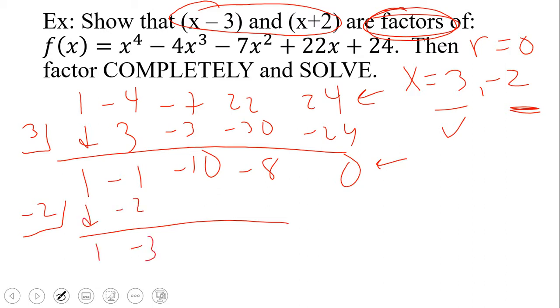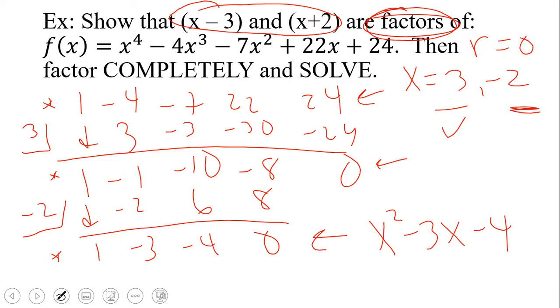-2, -3, 6, -4, 8, and 0. So look at that, exactly as I was hoping for. I went ahead and got that second remainder of 0. So I started off with a quartic. Then these coefficients represent a cubic, which means that these coefficients now represent a quadratic, which means this is x squared minus 3x minus 4.